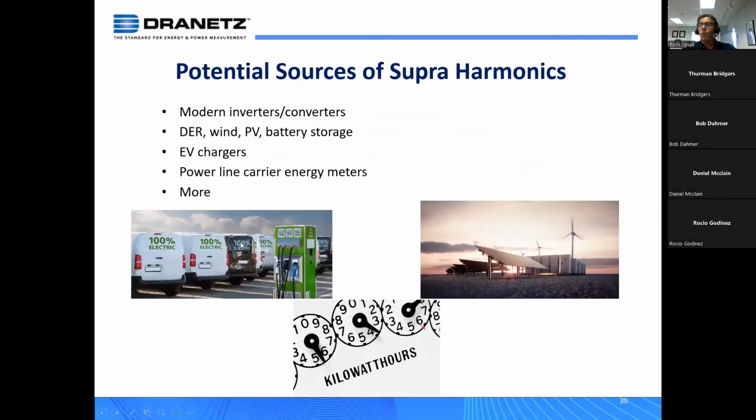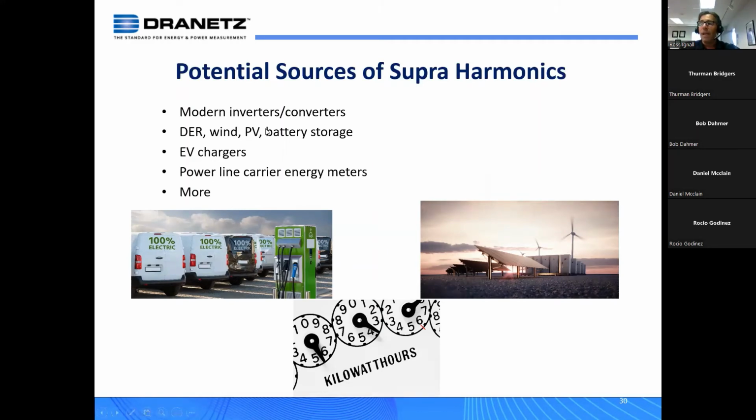What are the potential sources of Supra harmonics? Part of the concern is based upon some of these newer modern devices, but also other devices that have been out there for a while. And basically what this is saying, and we'll summarize this in a couple slides, is that we've been looking up to the 50th harmonic, but maybe there's concerns for higher order frequencies out on the power system.